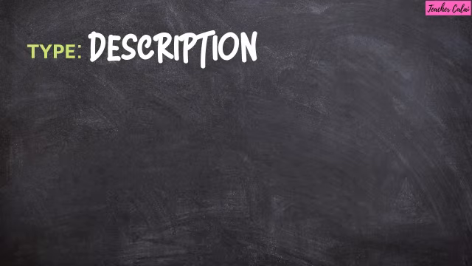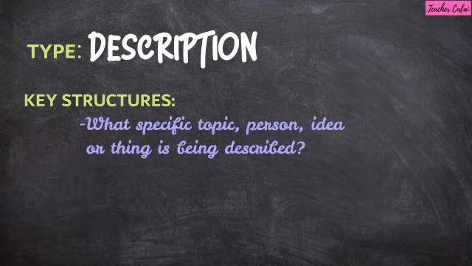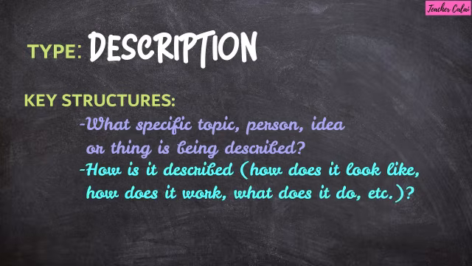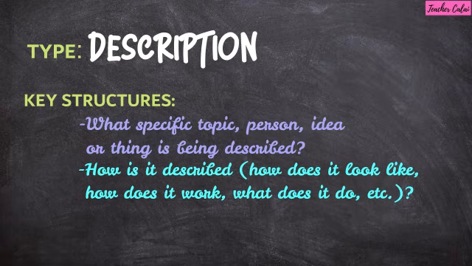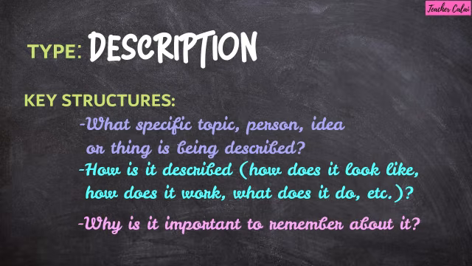For us to know if it is a description type of informational text, let us consider the following questions as our key structures. First, what specific topic, person, idea, or thing is being described? Second, how is it described? Or what does it look like? How does it work? Or what does it do? And so on. And the last one is, why is it important to remember about it?